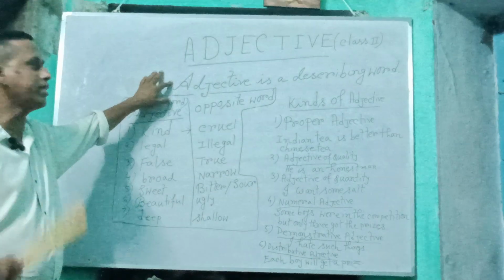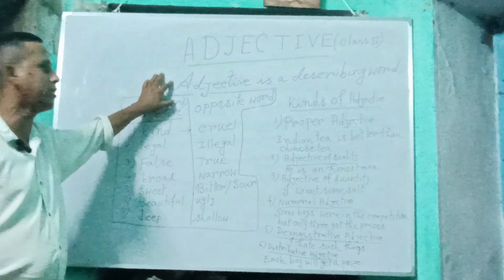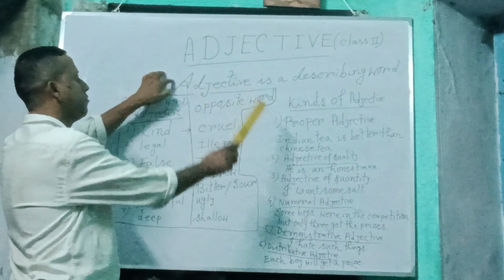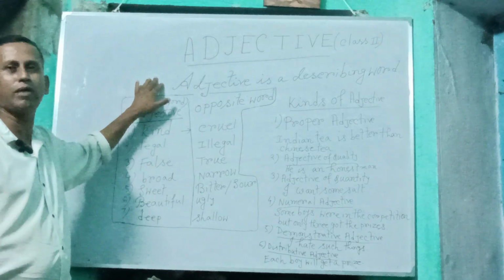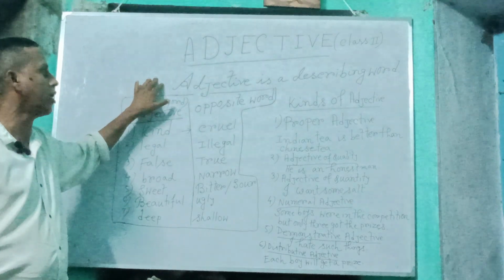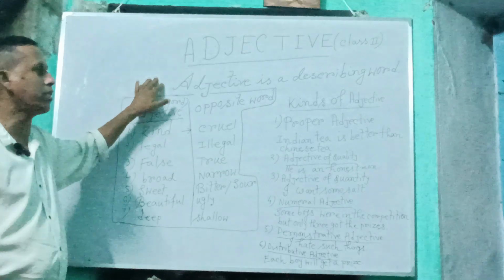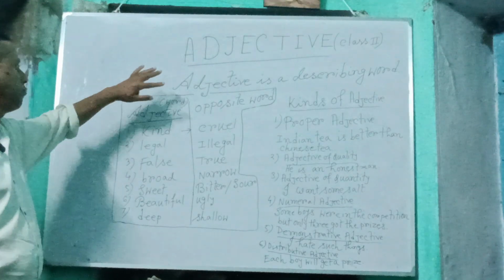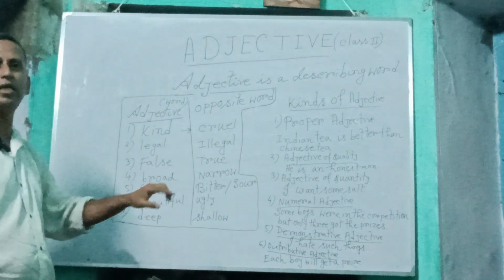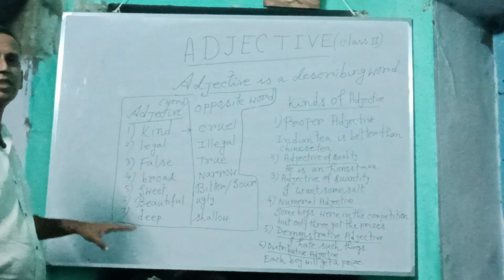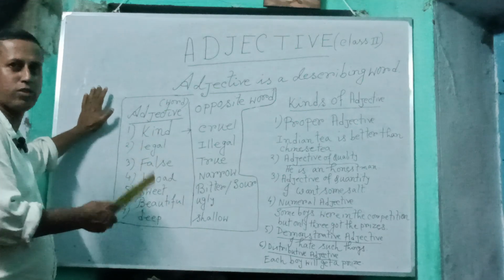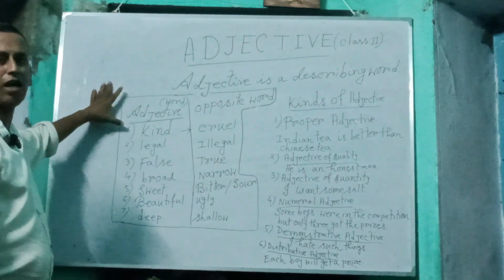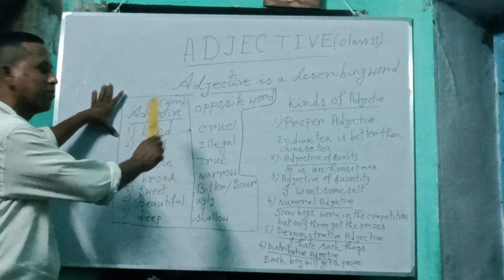So the adjective is the describing word. The adjective is the describing word. Which words? Words that describe. That is why they are describing words. So I want to say seven adjectives, with the opposite word as well. So let's start. Let's have a look at the adjectives class.